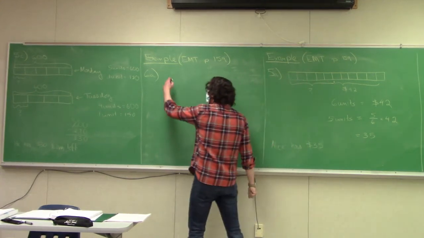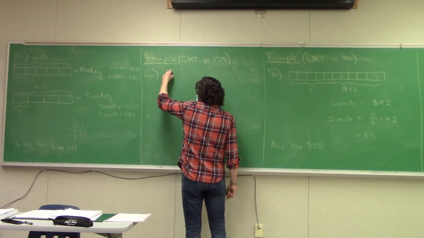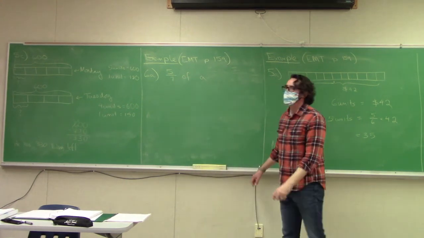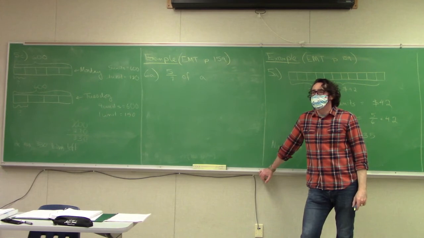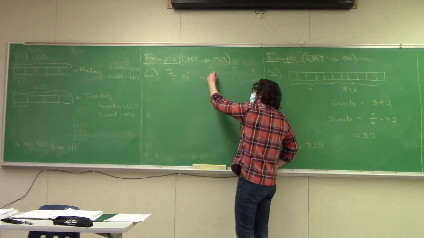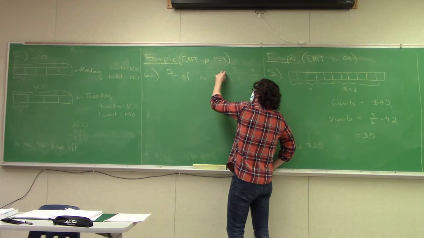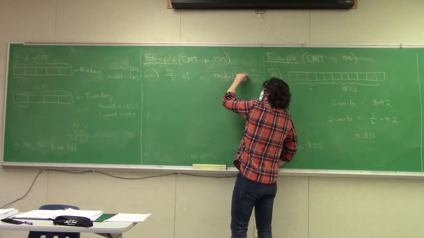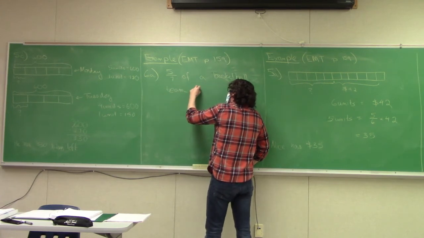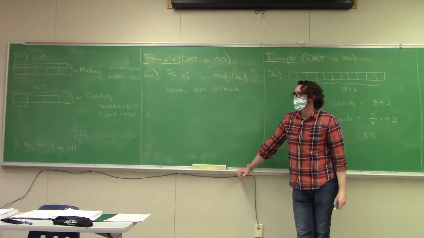So we could say something like this, 5/7 of a, what do you want the group to be? Could make up anything. Basketball team. Okay, 5/7 of a team. Let's put in basketball. Are women. Okay, 5/7 of a basketball team are women.